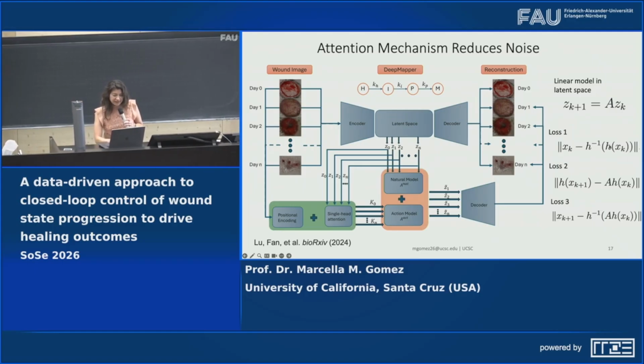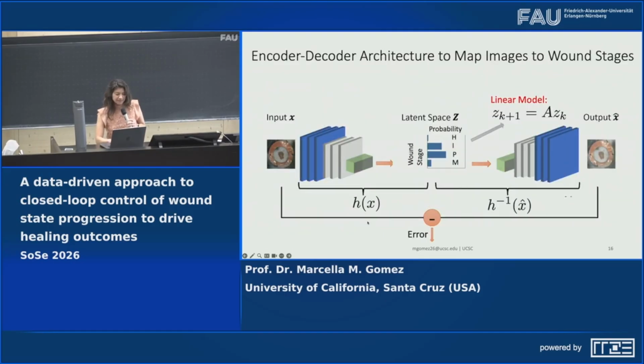Where H of X would be the action of the operator of the encoder, and then H inverse would be that inverse from the generated input back to the latent space.